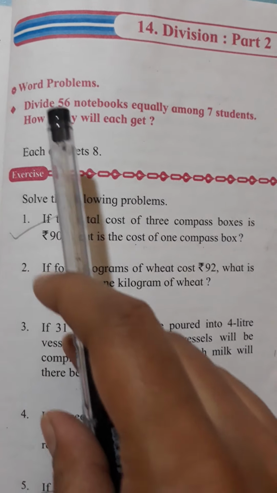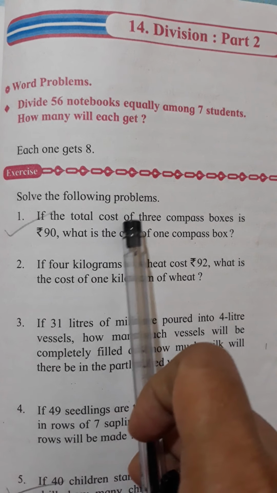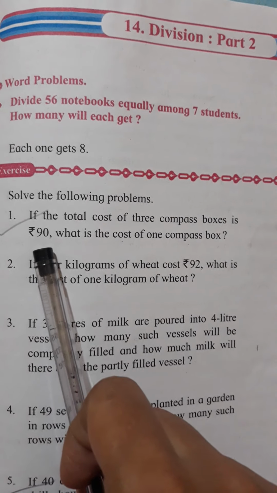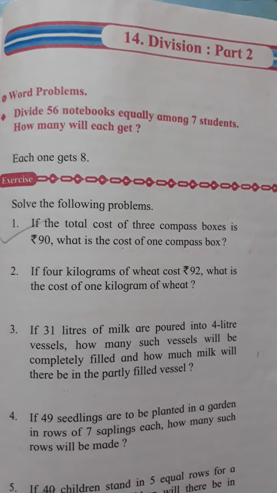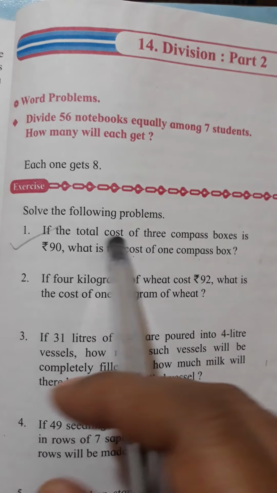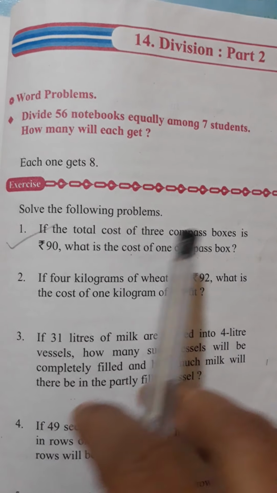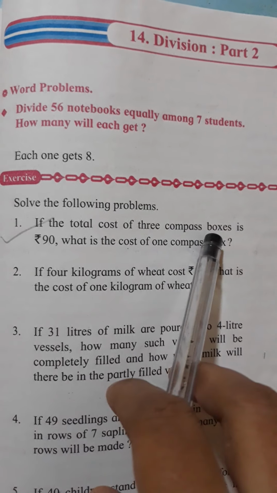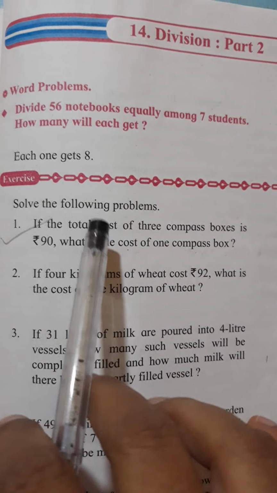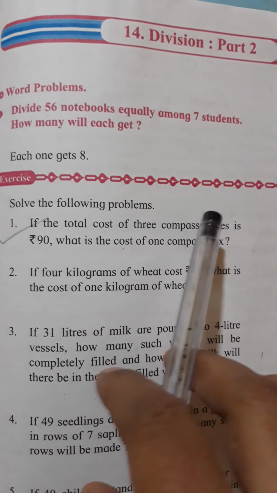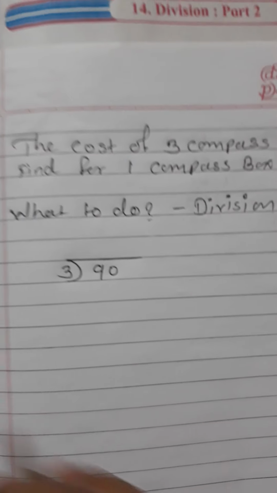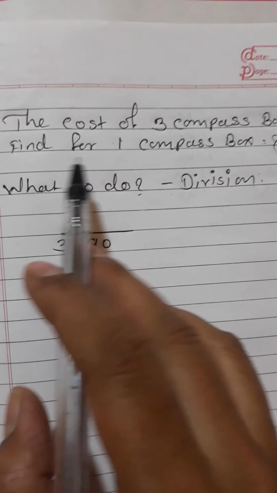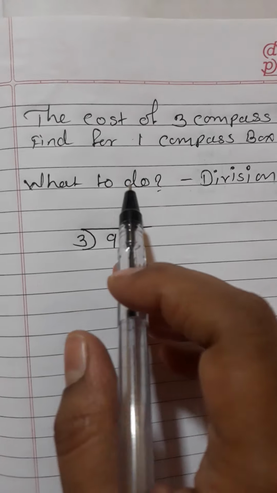Now look, if the total cost of 3 compass boxes is rupees 90, what is the cost of 1 compass box? Now students, you know what is division. In this sum we have the total cost of 3 compass boxes. When we know the cost of more compass boxes, then we have to find for 1. The cost of 3 compass boxes is 90 rupees, so find for 1 compass box. So what to do here?